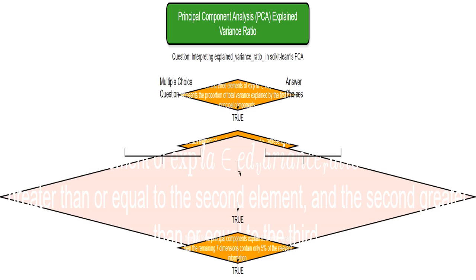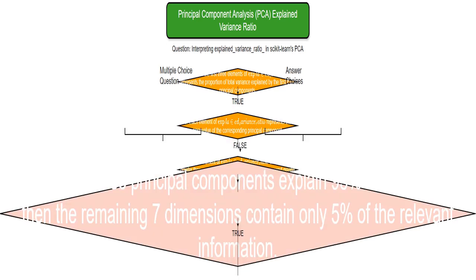This is absolutely right. PCA orders components by how much variance they explain. So the first one always explains at least as much as the second, and the second at least as much as the third, and so on. Yes, this is true. If the top three components capture 95% of the data's variance, the other 7 components only account for the remaining 5%. This shows how PCA successfully reduces dimensions.